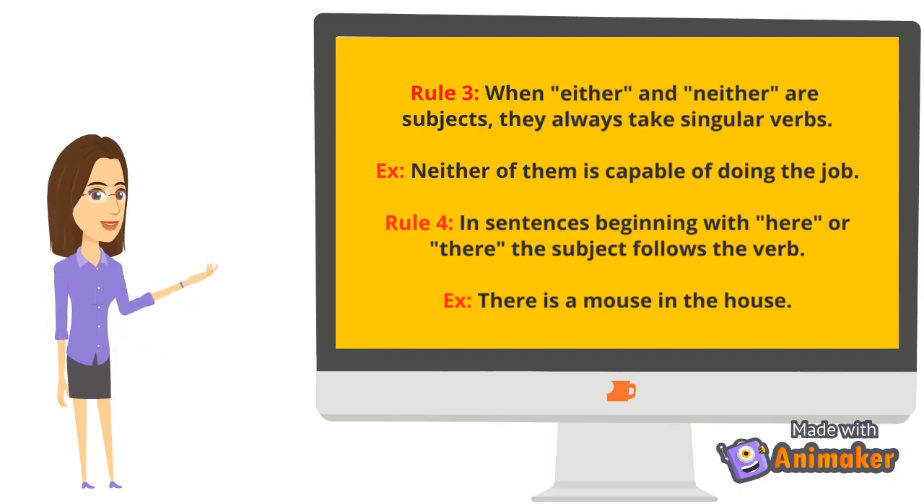Rule number 3 says that when either and neither are subjects, they always take singular verbs. For example, neither of them is capable of doing the job. Rule number 4. In sentences beginning with here or there, the subject follows the verb. Example: there is a mouse in the house.